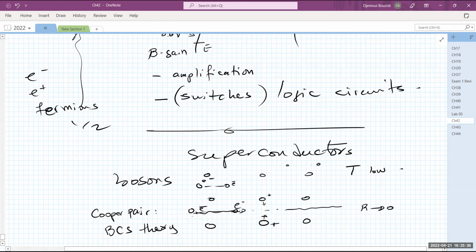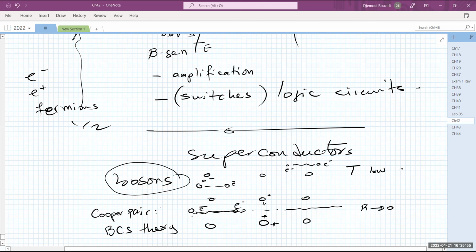And another one in here. And these pairs form everywhere in the lattice in this case, and they move without collision, and with the lowest energy possible. They have the same energy because they're bosons, their wave functions are symmetrical, meaning that they can all coexist.